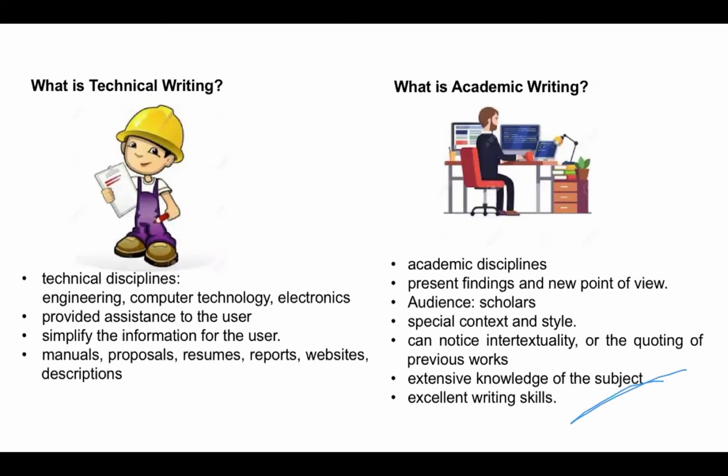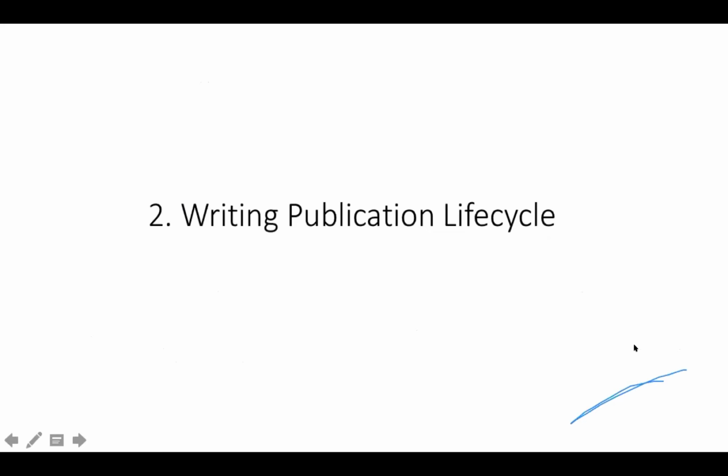And the aim after that is either to support or oppose your findings, your research findings, or your point of view. And definitely the academic writer should have extensive knowledge of the subject. This is how he gets the ability to describe and analyze the subject, with excellent writing skills. So these are the differences between the technical and the academic.